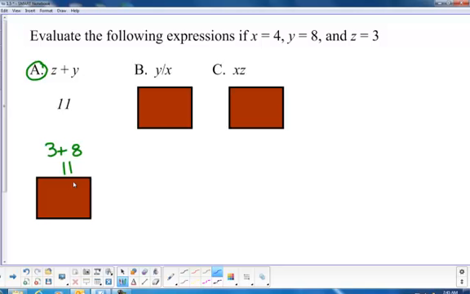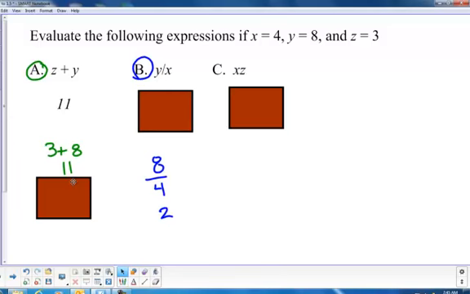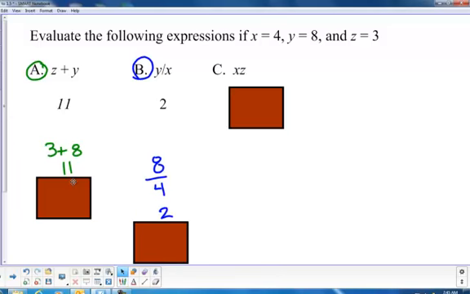Same thing here. Go ahead and hit pause. Try B right now. As soon as you're done, hit play. So Y is 8, X is 4. When you divide those out, you get 2. And the last time, go ahead and hit pause. Try letter C. Now that you're done, 2 letters next to each other means multiply. So 4 times 3 is 12.